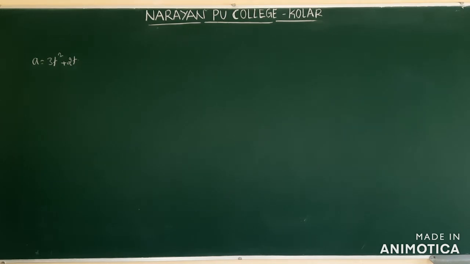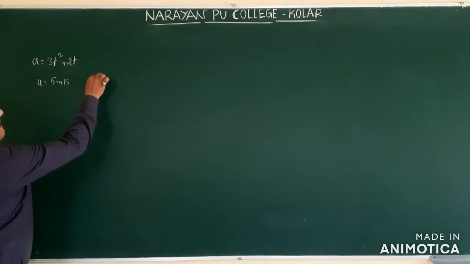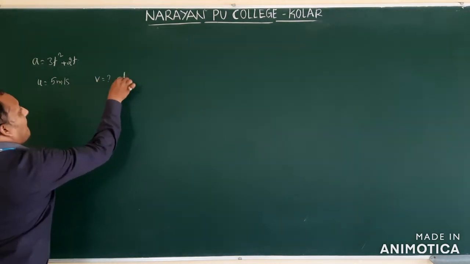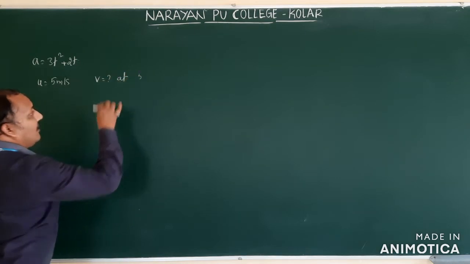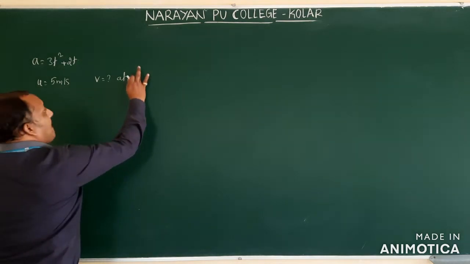What they are asking to find there? Find the velocity at t is equal to 4 seconds. Initial velocity how much they gave? U is equal to 5 meter per second. So they are asking final velocity after how much time? At a time 4 seconds.